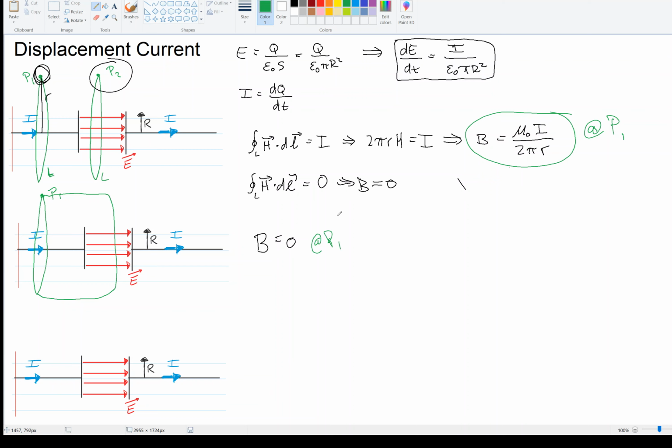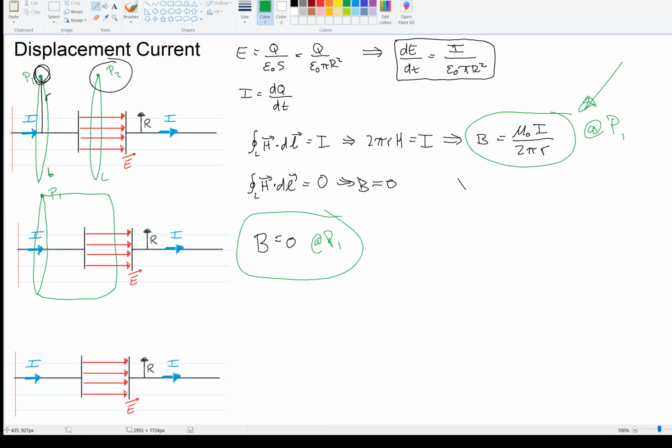Well, that's equally absurd, right? Because we just calculated the magnetic flux density to be this thing. So this is an issue that needs to be resolved. And Maxwell suggested that we amend Ampere's law. And he asked, what is so special about the region in between the capacitor plates? And the answer is that there is a changing electric field in there, right?